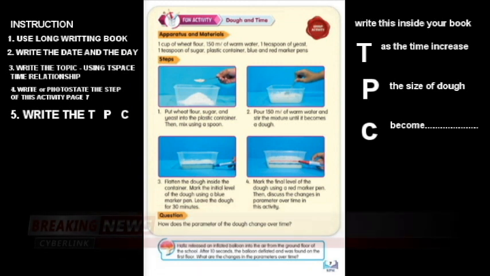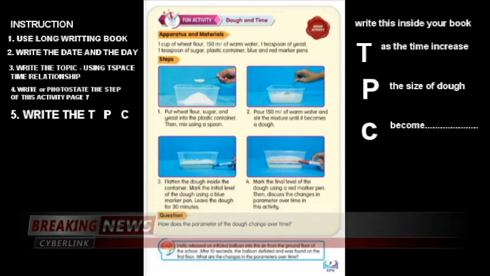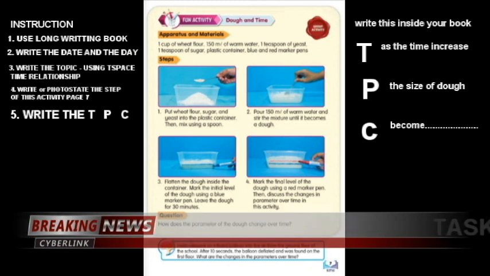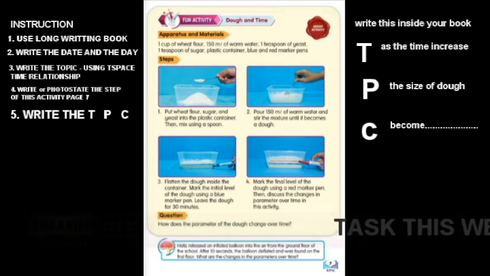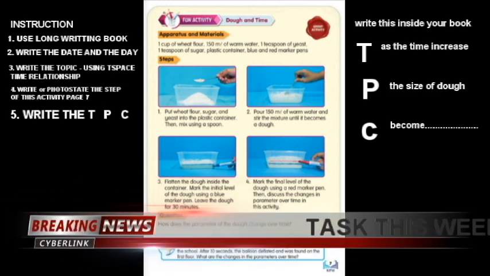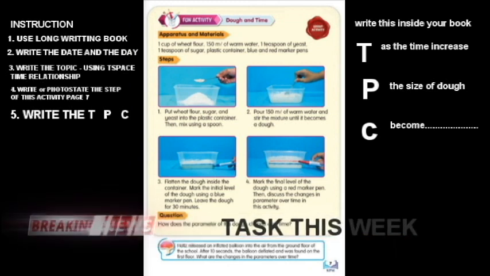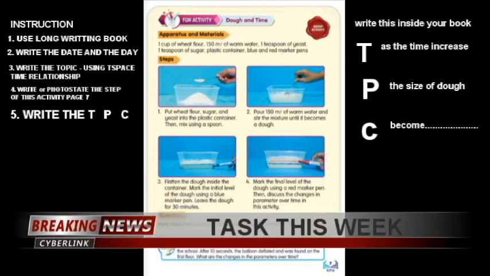Okay, now we're ready for the task. Now I want you to turn to page 7, take your textbooks, and then use your long writing books. Write the day and the date today. Okay, and then you write the topic, using space-time relationship, and then you need to write the steps here. There are 4 steps to make dough. You can also photostat this page and then just paste it in your writing books.